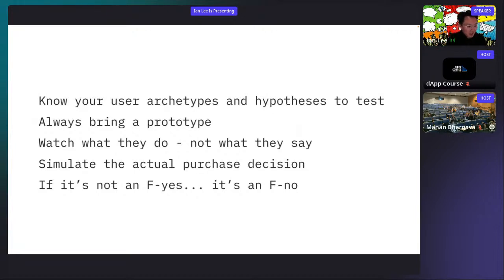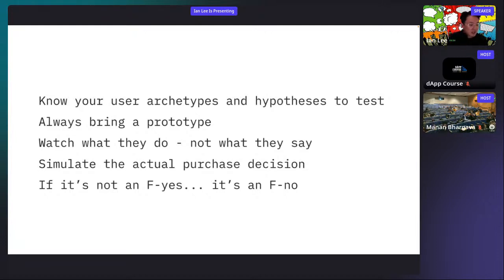The second thing is always bring a prototype. Some people think user research is getting on the phone with someone and asking them stuff. That is not user research, and you're not going to get good signal or validation out of that. Always bring something to show the user, something they can actually interact with, whether they touch it or say, hey, what if I click that? Like, this makes me think of this. Always bring something, no matter how crappy it is.